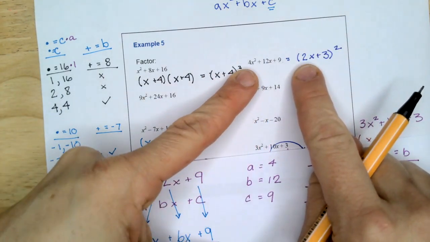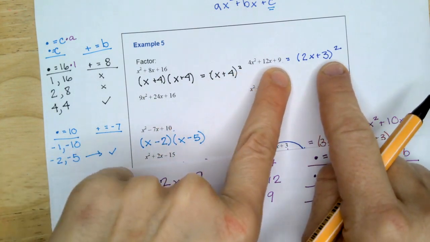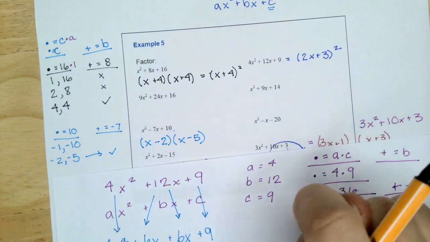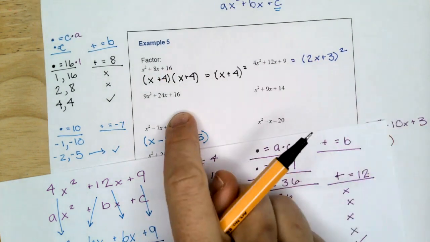2x is actually the square root of 4x squared, and 3 is the square root of 9. Okay, let's go on to 9x squared plus 24x plus 16. So before we go on, let's look at this.